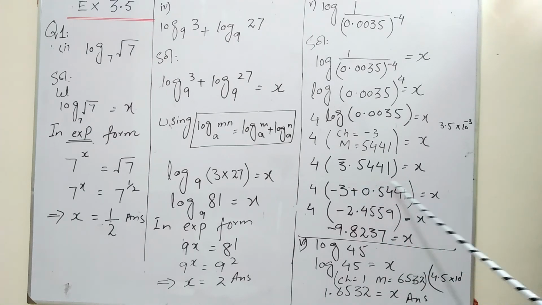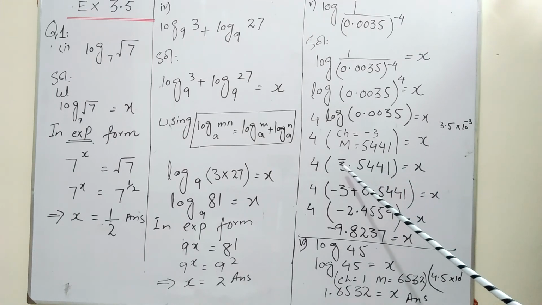Then we solve these two values. Minus 3 plus 0.5441 is equal to minus 2.4559, into 4 is equal to minus 9.8237, which is equal to x. This method is applied whenever characteristic is negative, and we will use this method in the next exercises also.